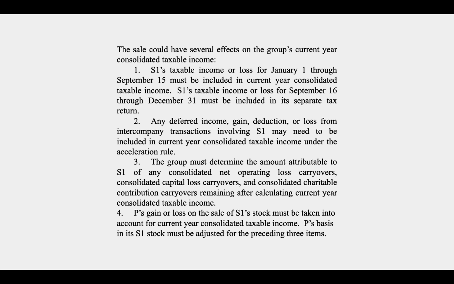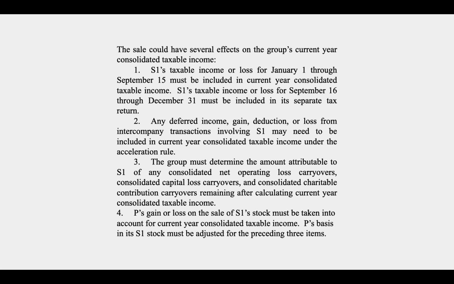2, any deferred income, gain, deduction, or loss from intercompany transactions involving S1 may need to be included in the current year consolidated taxable income under the acceleration rule. And it likely will. If S1 had any deferred gains, expenses, income, deductions, or losses from intercompany transactions, it will likely be included in that last consolidated taxable income before September 16th.